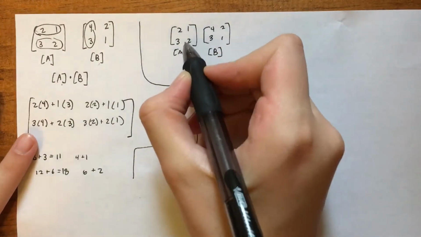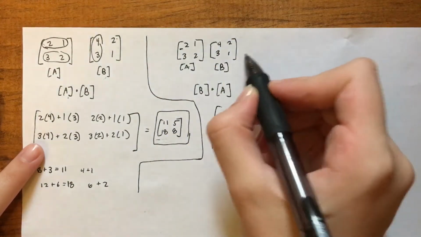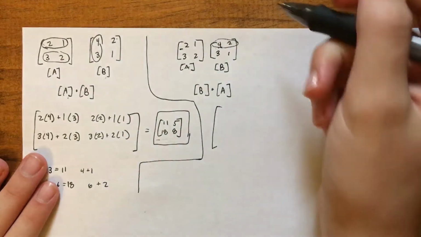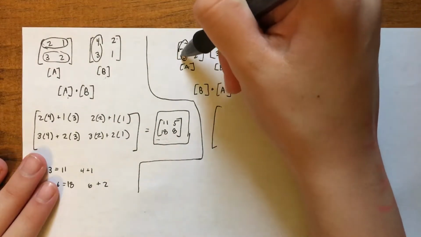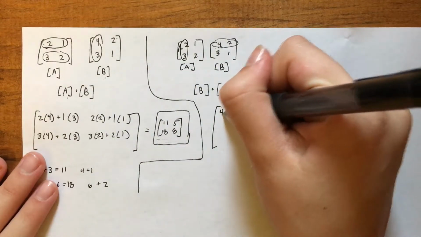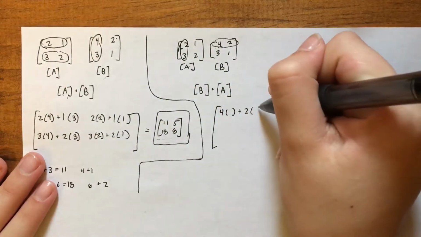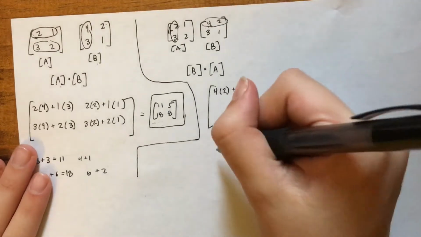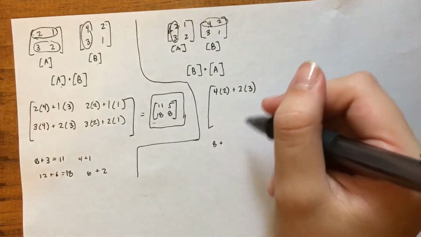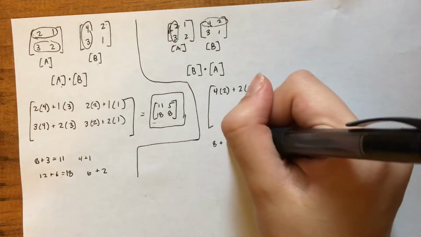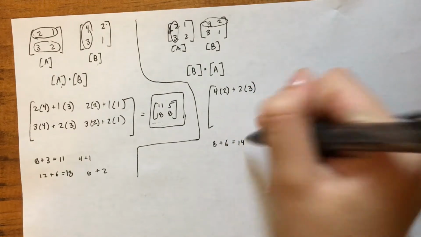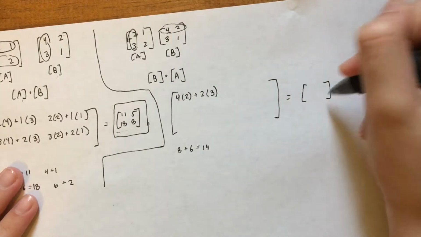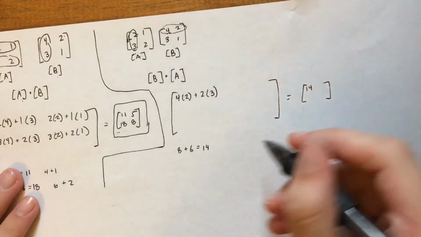Okay. Now our first step, we are going to plug in the first row of B to the first column of A. So that would be 4, 2, and we're going to plug in 2 and 3 from our first column. 4 times 2 is 8. 2 times 3 is 6, which equals 14. Our first answer is 14.